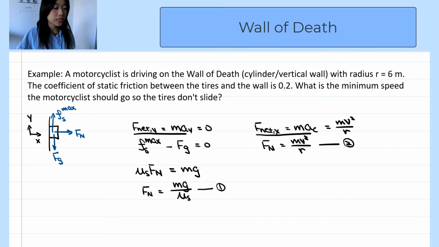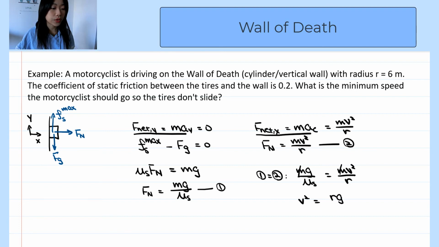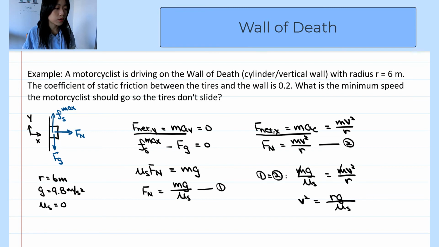Then we can equate equation 1 with equation 2. We get mg over the coefficient equals mv squared over r. Mass can be cancelled out, so the minimum speed squared must be the radius times gravitational acceleration over the coefficient. We have all the knowns here. R is 6 meters. G is the constant 9.8. And the coefficient of static friction is 0.2.